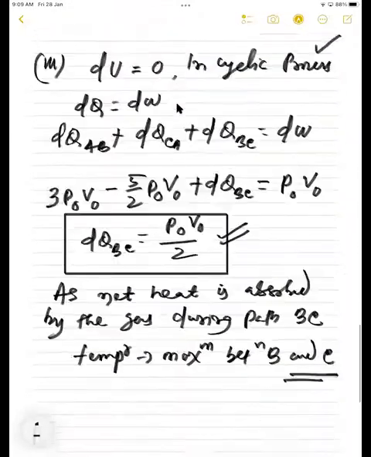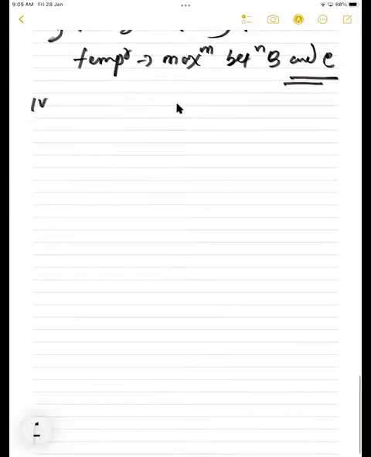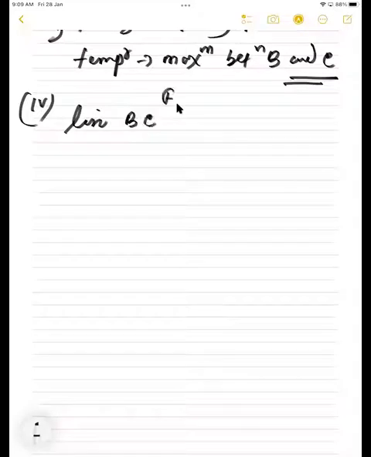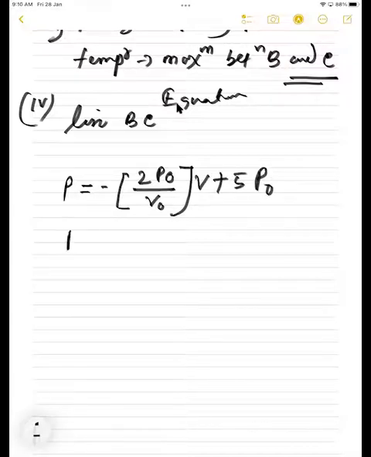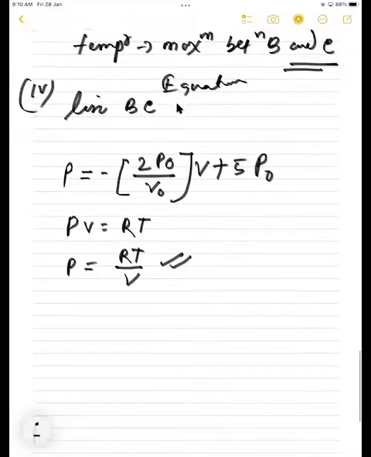So we have to go for the formula. So students, see the equation for line BC, right? The equation for line BC, that is, P is equal to negative 2 P naught by V naught times V plus 5 P naught. How did it come, students? Students, you know PV is equal to nRT and n is equal to 1. So P is equal to how much? RT by V, correct? Yes or no?